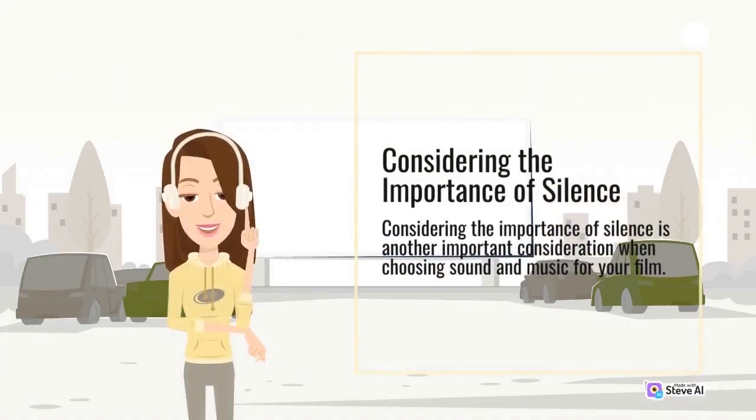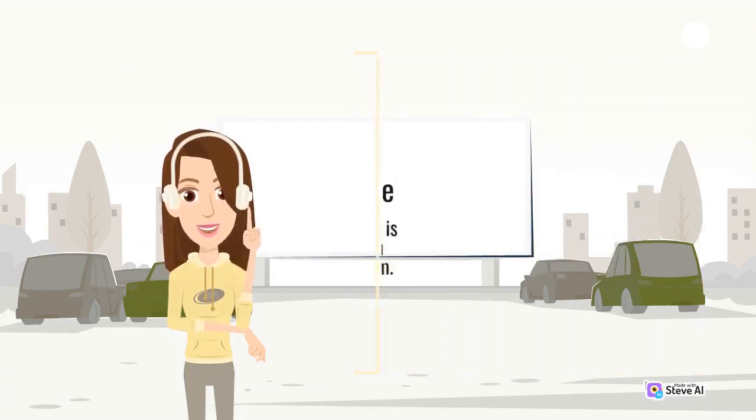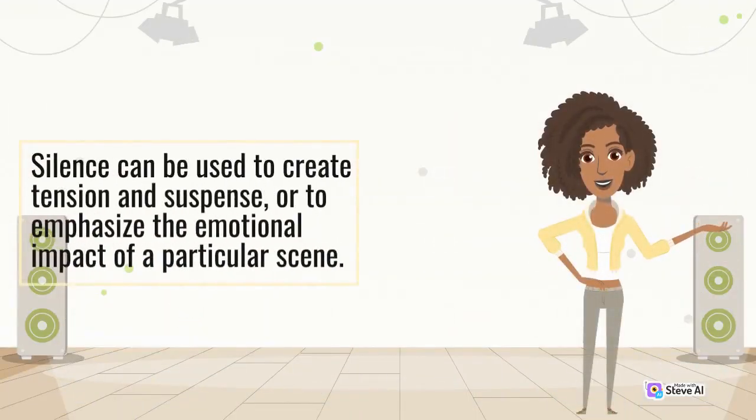Considering the importance of silence is another important consideration when choosing sound and music for your film. Silence can be used to create tension and suspense, or to emphasize the emotional impact of a particular scene.